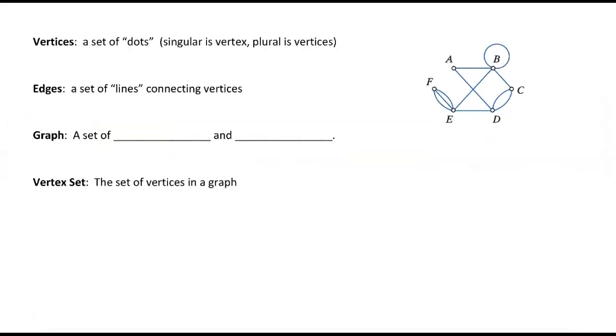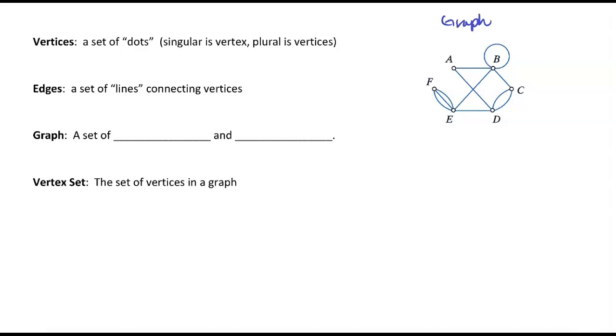Before we can draw any graphs, we need some vocabulary. Here we have an example of a graph. One thing that a graph has is a set of vertices. Vertices are the dots that you see on the graph, or the specific locations like A, B, C, D, E, and F on this graph. We will also always use capital letters to label our vertices.